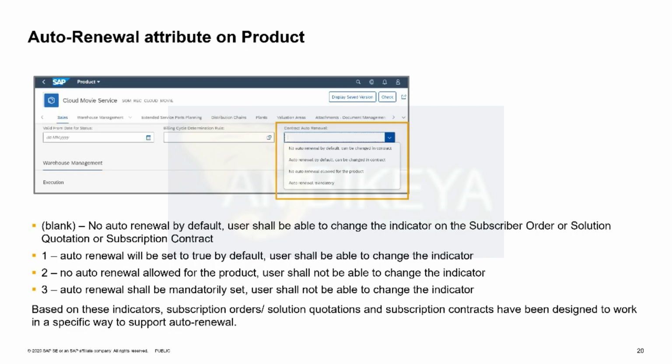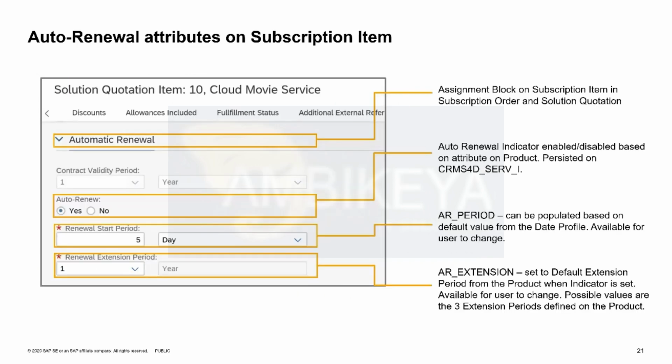So there is a new block on the subscription item, which is called auto renewal. If you're allowed to change, you can say, I want to have it or don't want to have it. The renewal start period says how many days in advance, before contract end, I want to run my auto renewal change process, and how long I want to auto renew. So in that case, I start 5 days before contract end to create a new time slice, which will then extend the contract for 1 more year.